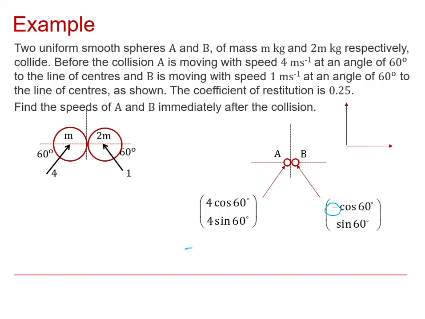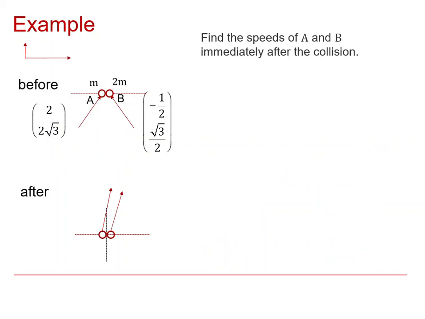So we can use the usual values for cos 60, a half, and sin 60, root 3 over 2, to get a simplified version of the incident velocity for A, and similarly for the incident velocity of B. Right, that's our diagram set up for the incident situation, the before situation. There we are.